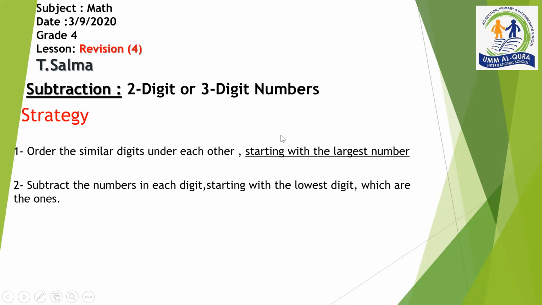Second, subtract the numbers in each digit. So I will subtract the numbers starting with the lowest digit. As we talked in addition, you have to start from the ones digit, okay? And the last thing, you have to find the final answer. So that's the strategy that you have to use to find the subtraction.